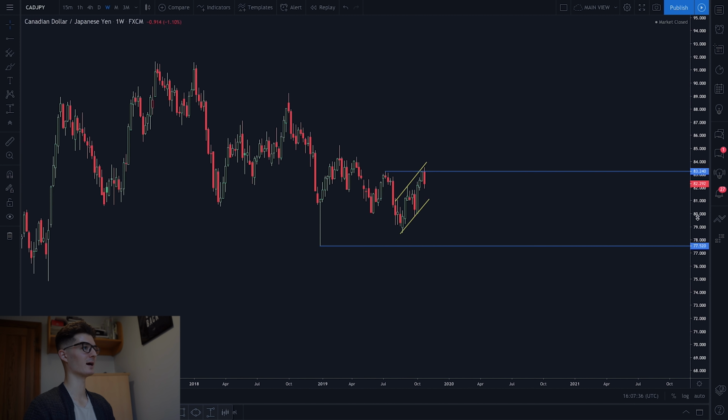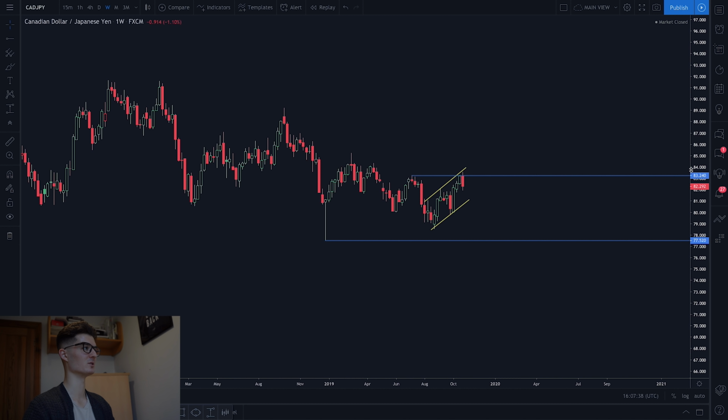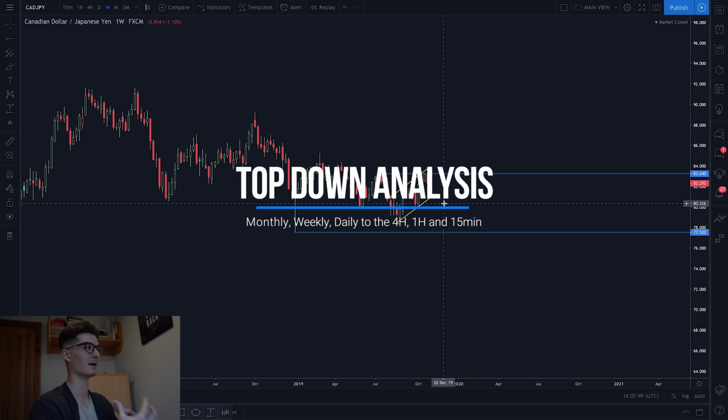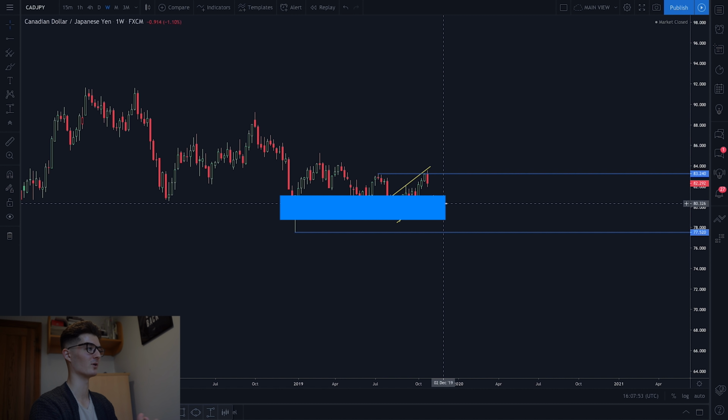Before we actually get into the trade recap, something important to mention is the fact that a lot of people ask me what time frames I use. Usually I utilize the monthly and the weekly chart to start off with my analysis and then build it from top down to the daily, the 4 hour, the 1 hour, and then the 15 minutes sometimes for entry. So always build your analysis down.